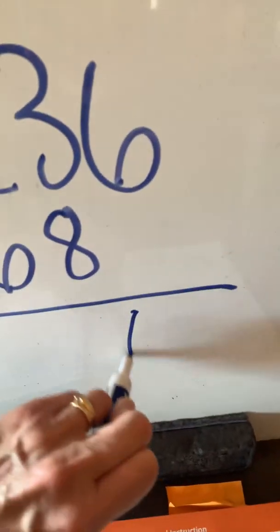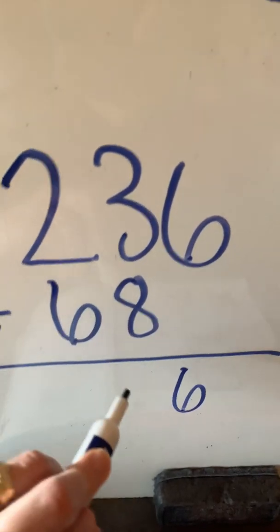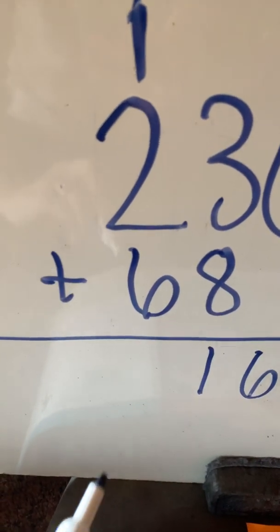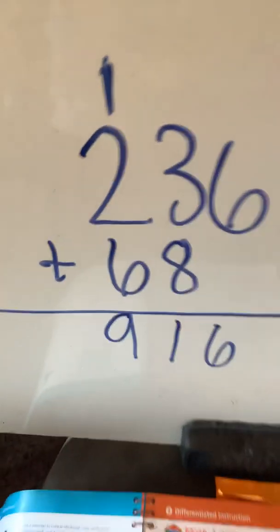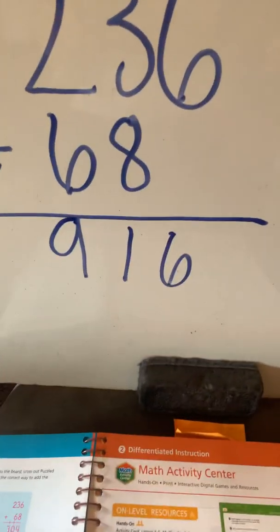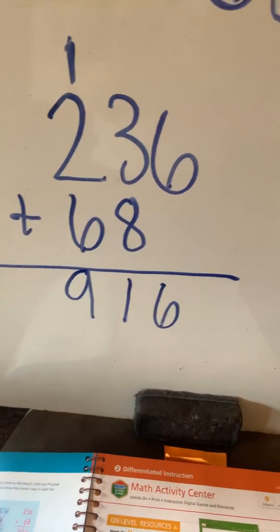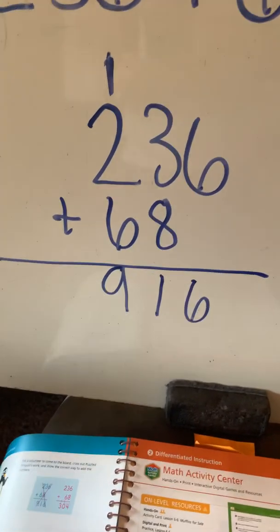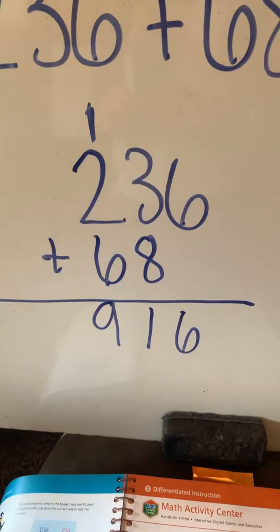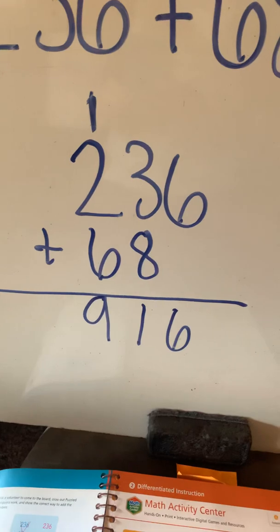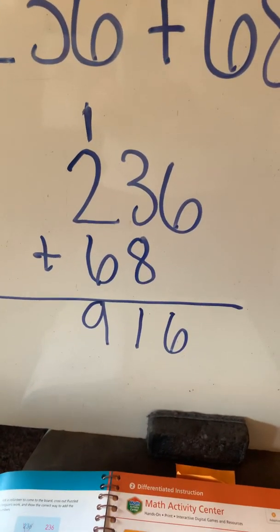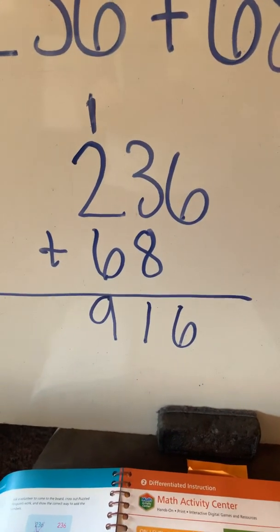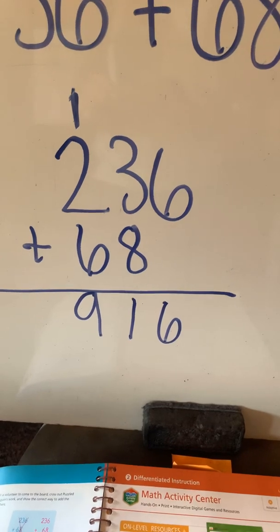6 plus 0 is 6. 3 plus 8 is 11. And 1 plus 2 is 3 plus 6 is 9. Now I'm going to ask myself, does that make sense? Should I have 916 cars in the parking lot if I started with 200 something and added 68? Whoa, wait a minute. 68 isn't even 100. So my answer should be kind of close to 300, shouldn't it, boys and girls? But my answer ended up being 916. What did I do wrong?